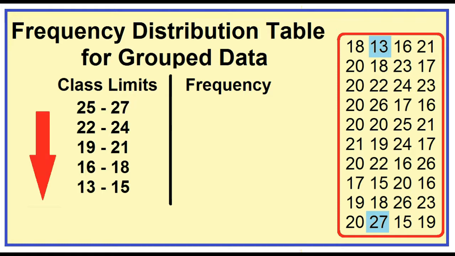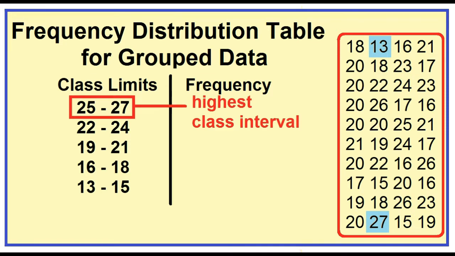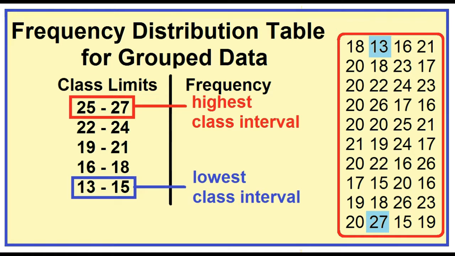Now we have 5 classes in decreasing order. Each contains 3 data values: 25, 26, 27, 22, 23, 24, 19, 20, 21, 16, 17, 18, 13, 14, 15. The classes are arranged in decreasing order. 25 to 27 is the highest class interval, 13 to 15 is the lowest class interval.